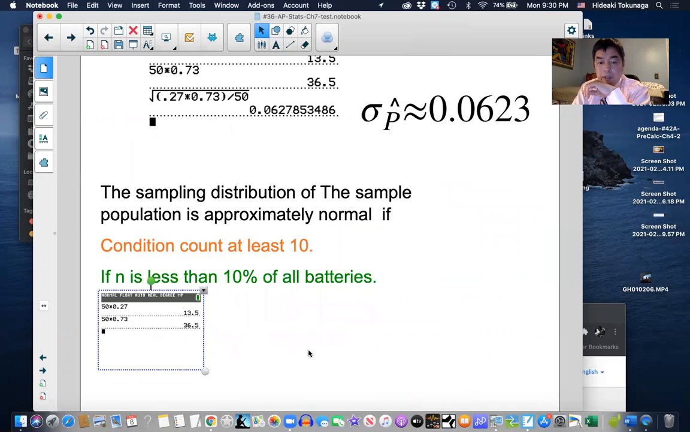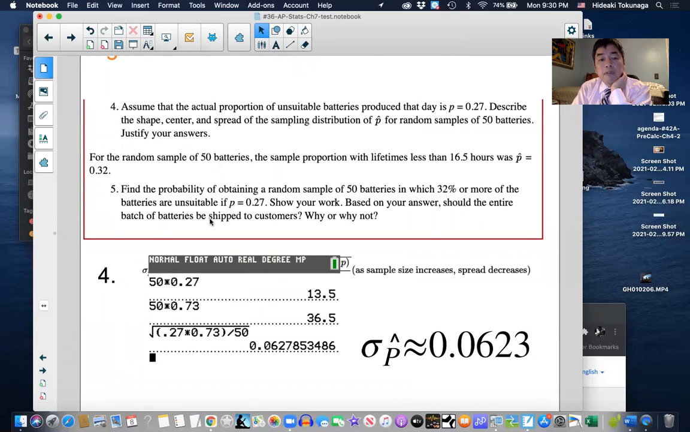Okay, so let's read number 5. I will keep this one here. Find the probability of obtaining a random sample of 50 batteries in which 32% or more of the batteries are unsuitable if P equals 0.27. Show your work. Based on your answers, should the entire batch of batteries be shipped to the customer? Why or why not? 10 random samples, 50 batteries, is in 32% or more.